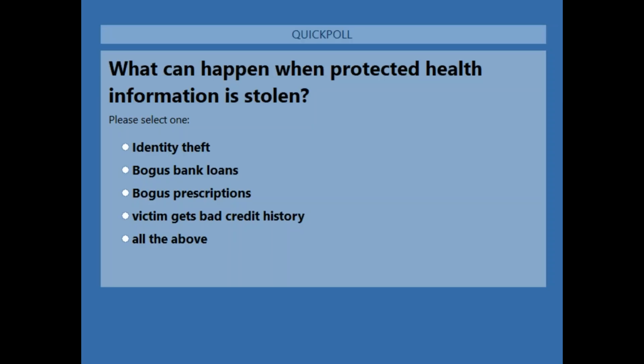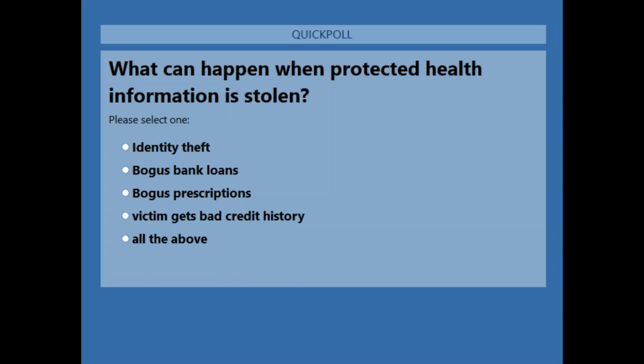Last of the 2 more polls. This is second to last. What can happen when protected health information is stolen? Identity theft, bogus bank loans, bogus prescriptions, the victim gets a bad credit history, or all the above. What do you think? Pretty easy.